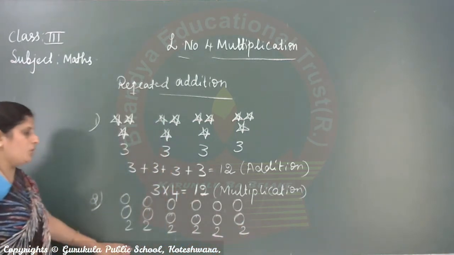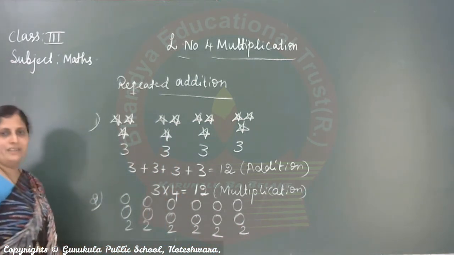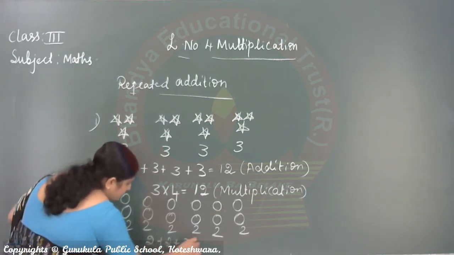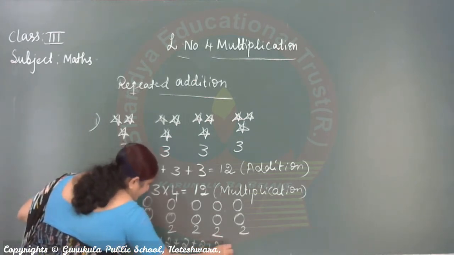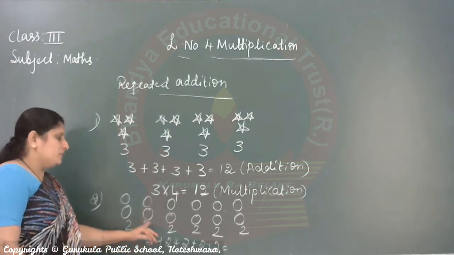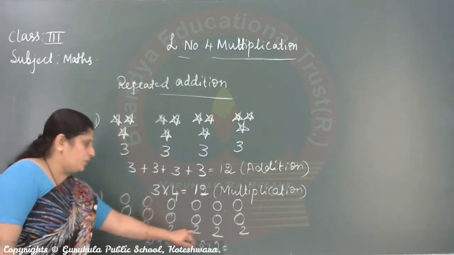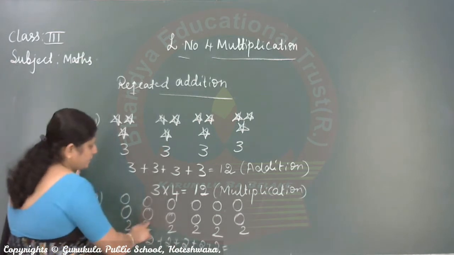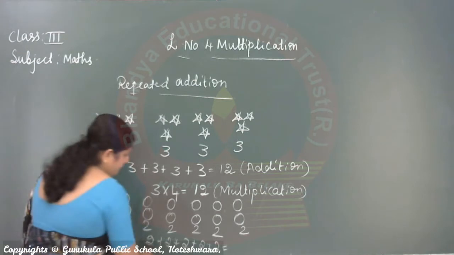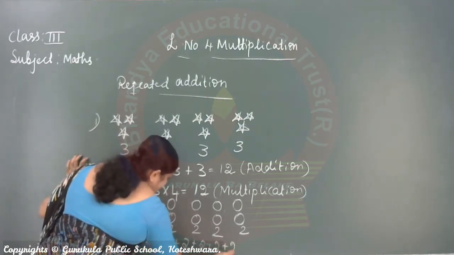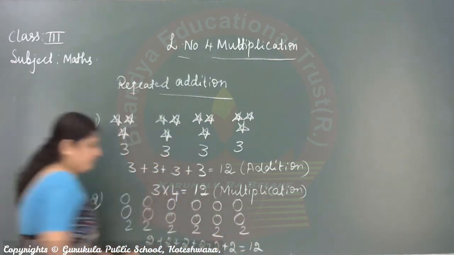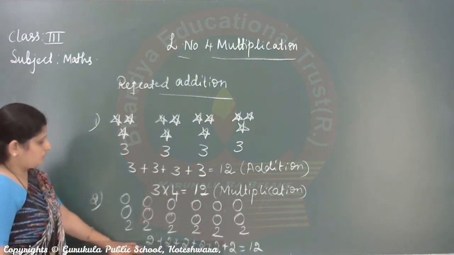So, now we have to add this according to the addition method. Addition method: 2 plus 2 plus 2 plus 2 plus 2. Correct? How many times 2 is given? 1, 2, 3, 4, 5 and 6. 6 times is given here. So this will be how much? 12. Correct? This is 12.